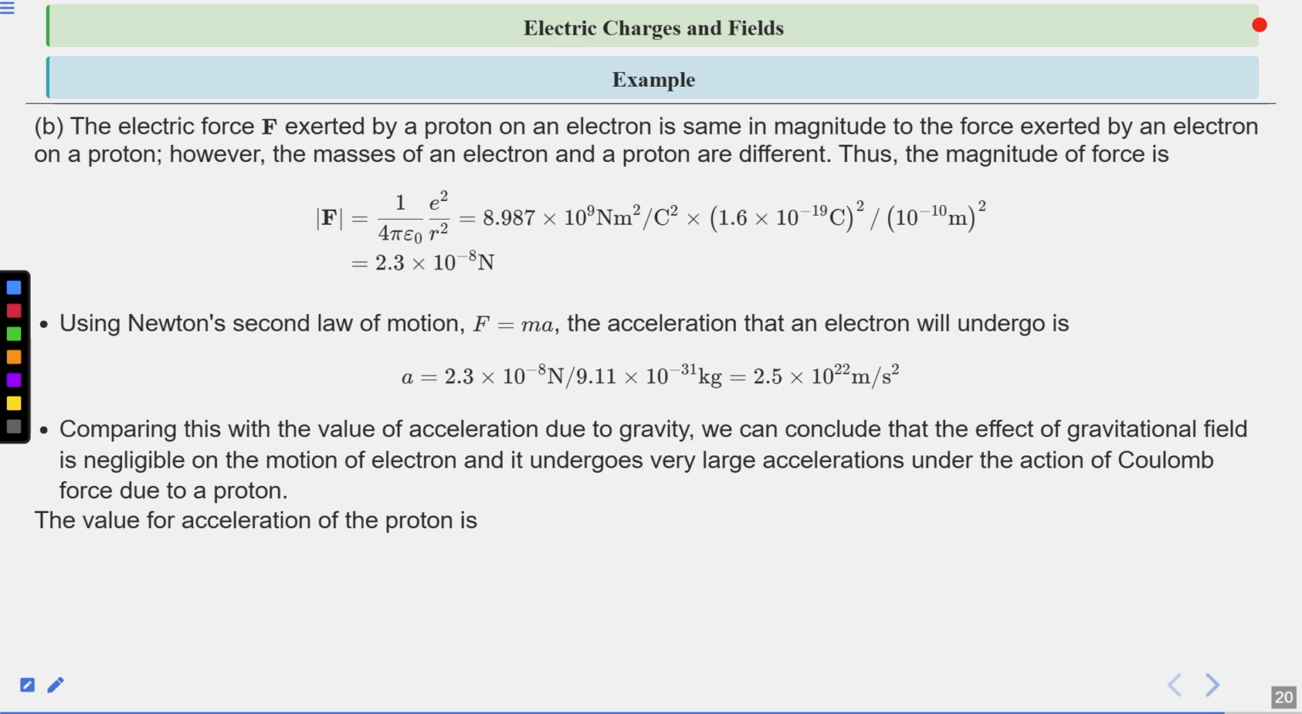The value of acceleration of the proton is 1.4 into 10 raised to the power 19 meter per second square.